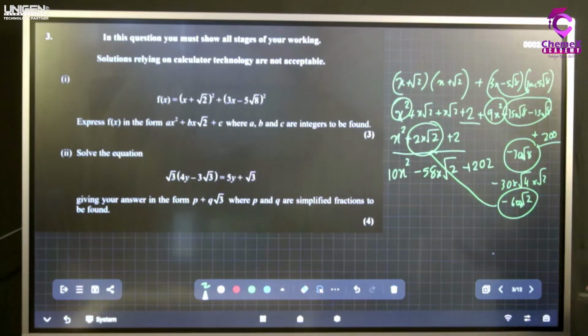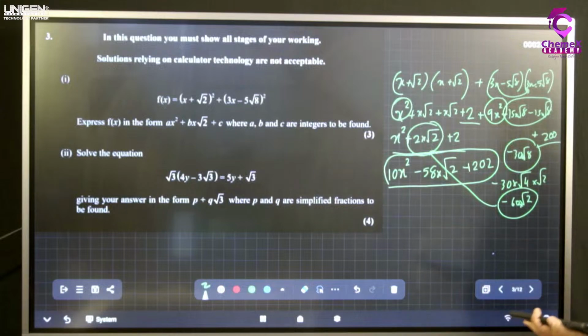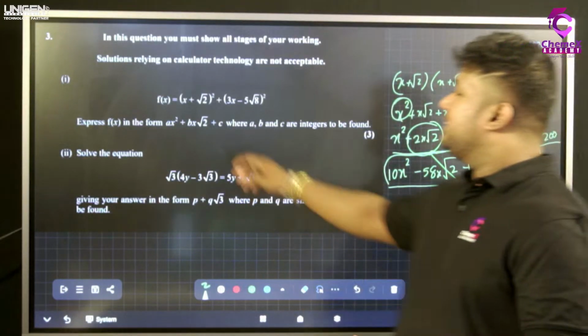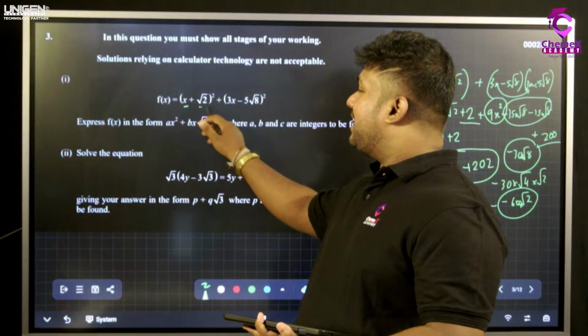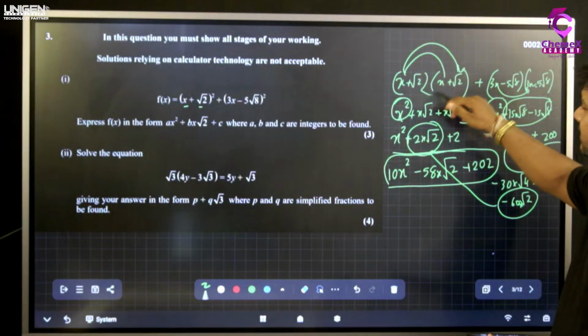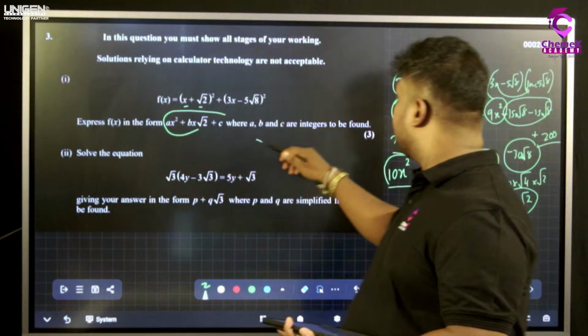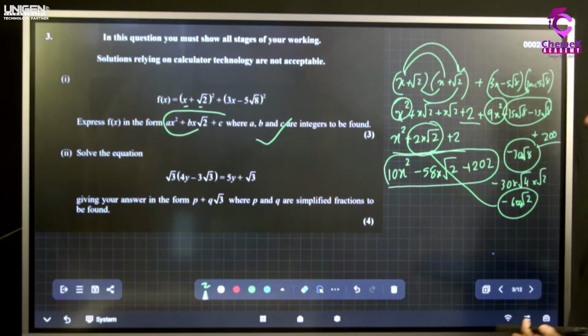Yeah, so that's it. Is it hard? You just have to do the algebra work. It's not hard. Don't ever try to expand by writing this square and this square. That's wrong. You have to expand like this. Okay, so I found the first part. That's 3 marks done. Next, solve the equation.